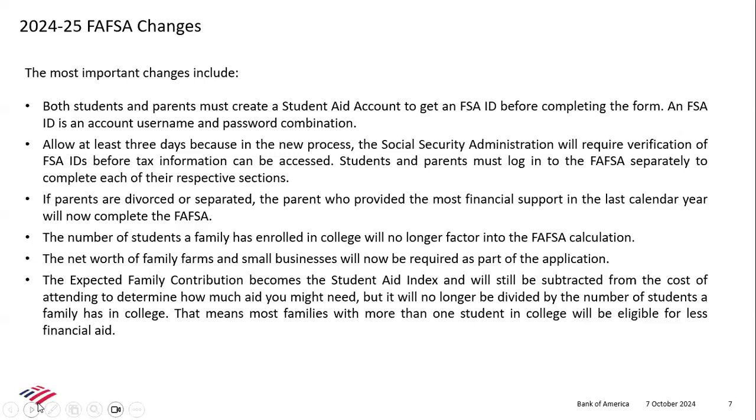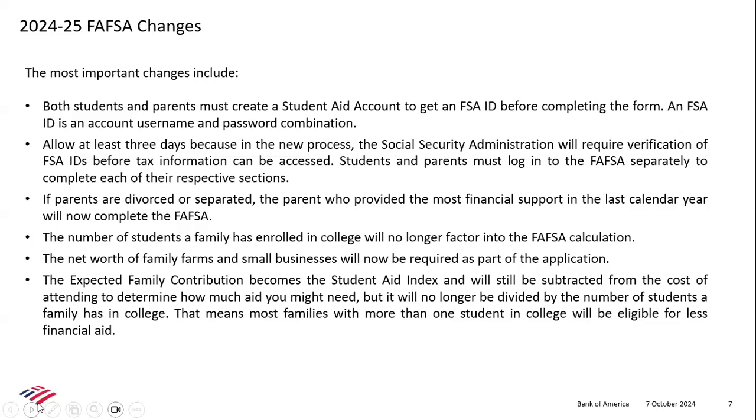If parents are divorced or separated, the parent who provides the most financial support is going to be the one who completes the FAFSA. So before that was different. Now, to determine in divorce situations, the parent who provides the most support in the last calendar year specifically will complete the FAFSA. The number of students a family has enrolled in college will no longer factor into the FAFSA calculation. That's important to note.